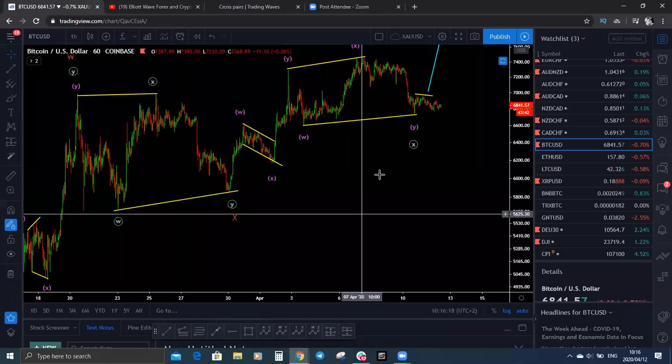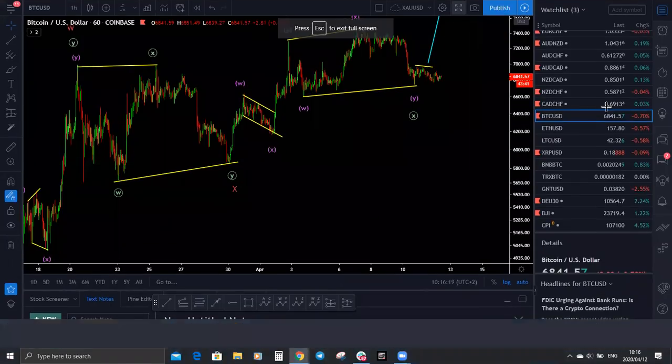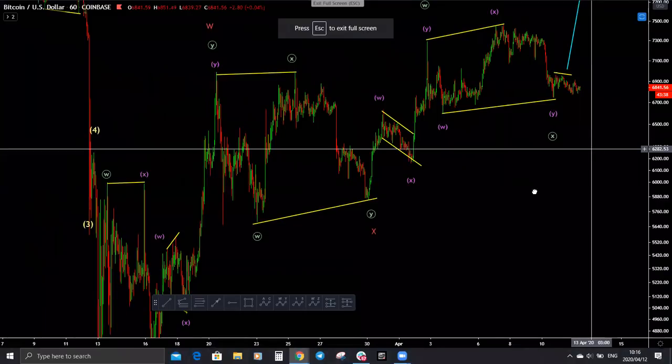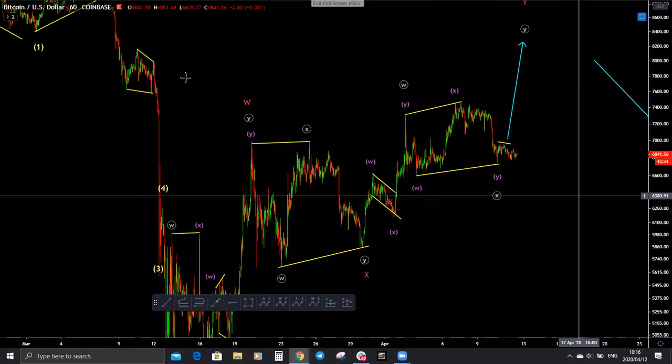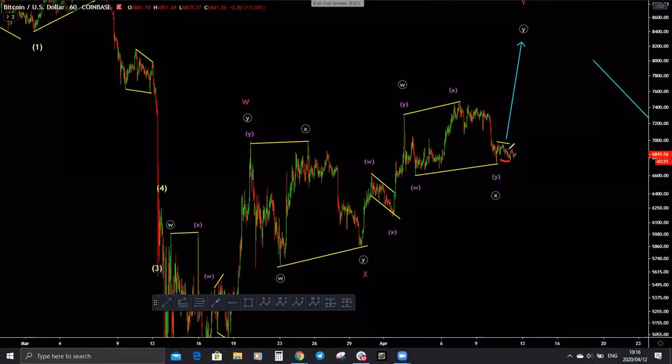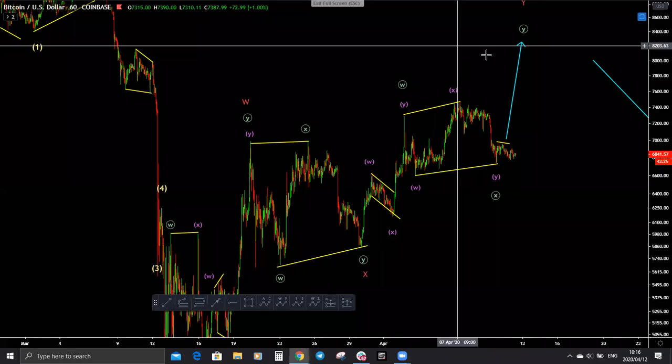So what are we looking at on Bitcoin? Let's go full screen here. So Bitcoin, we're looking for continuation to the upside from current levels, even if there is a possibility of this doing just one more down here, and then we go to the upside. For now, we're looking at this current structure here as a running flat.